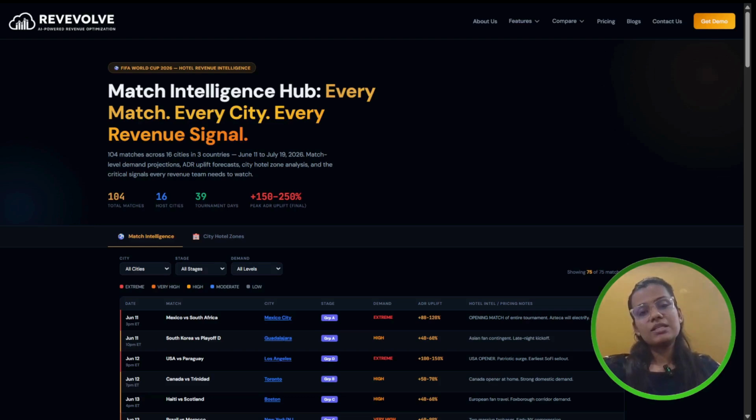Then here's the actionable framework for each of your properties. Overlay the match schedule against the historical booking curve. Ask questions like: which matches affect my city, like home team, travel distance, or the stadium size? Then, what's the demand elasticity? How many rooms could I fill at 50% premium versus 200% premium? This is also the question, right?